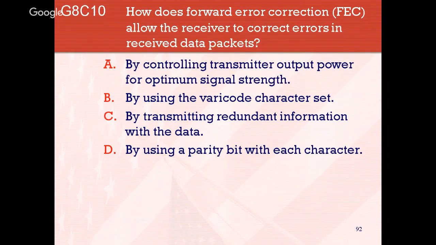How does forward error correction allow the receiver to correct errors and receive data packets? This particular mode of communication using FEC is done by transmitting redundant information. The characters are sent twice and it's rechecked. So basically the data packets should be received error-free with the forward error correction of redundant information being sent with the data.